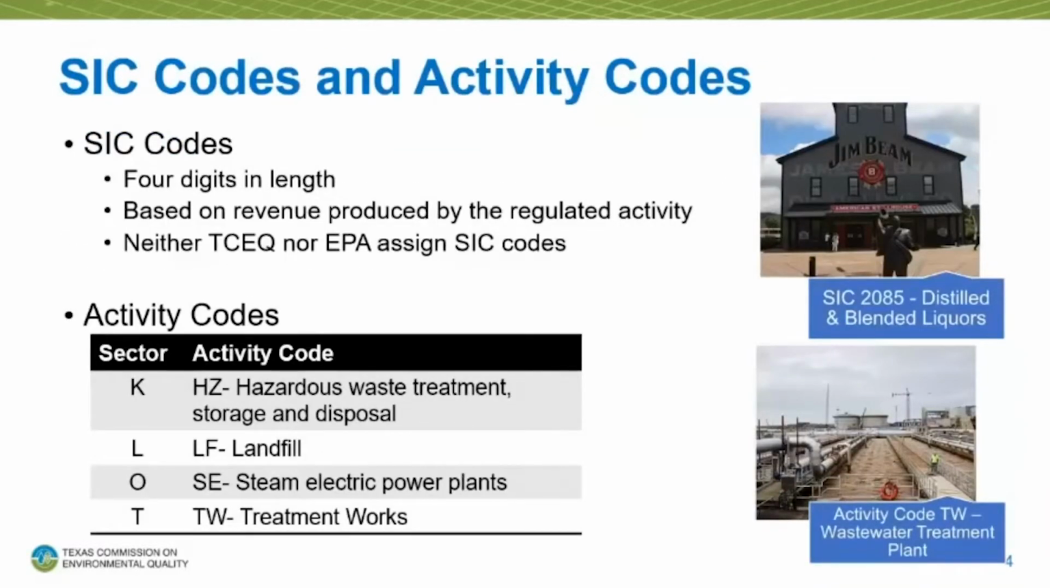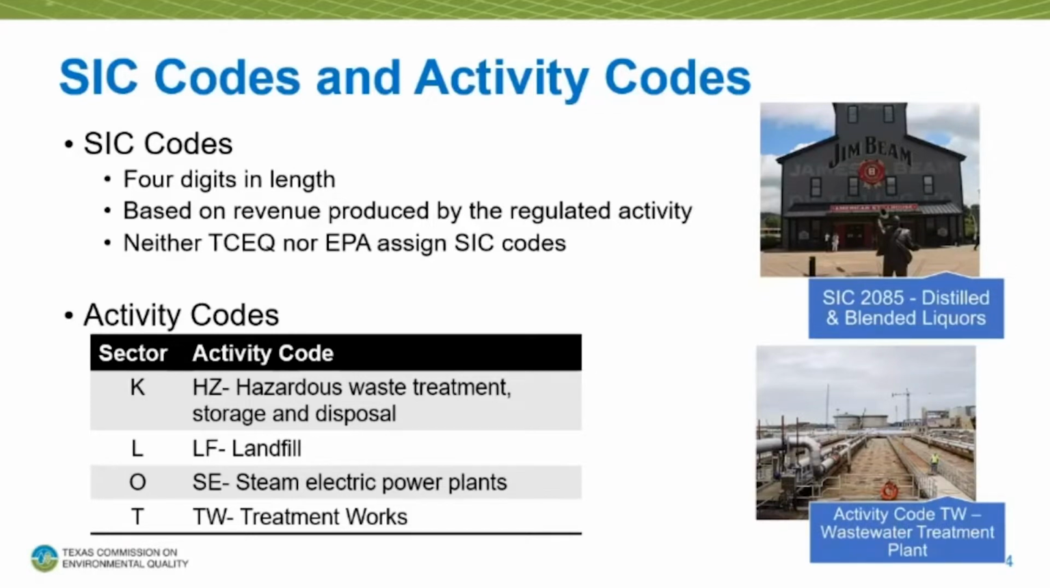So standard industrial classification codes, or SIC codes, are a 4-digit number that is based on the revenue for a regulated activity. So they're not something that TCEQ or even EPA assigns to anyone. They're really based on a facility's tax information. So what activity is your business performing that makes you the most money, that is going to be your primary standard industrial classification code. So for example, if you happen to be Jim Beam and you make distilled and blended liquors, then your SIC code would be 2085.